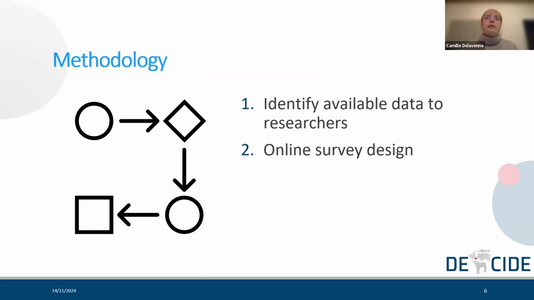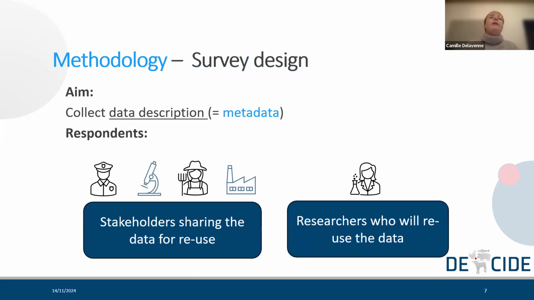To gain more information about all those datasets, we designed a survey. The goal of this survey was to collect as much data description as we could. When we say data description, it's an easy way to say that what we wanted to collect was metadata, information about those datasets. The main respondents we wanted information from were the stakeholders who were planning to share the data for reuse. However, we knew that we might not have access to them, so we at least wanted the researchers who were planning to reuse the data to fill in that survey, so that we could collect as much information as we could from those datasets.